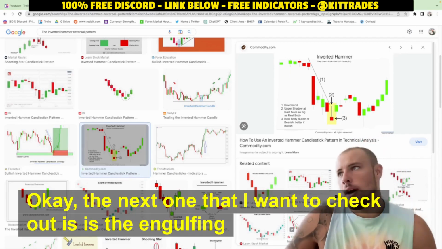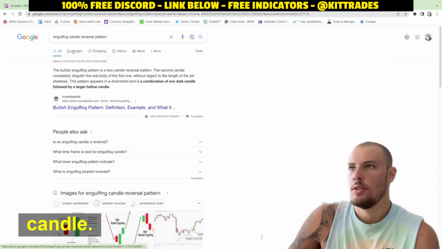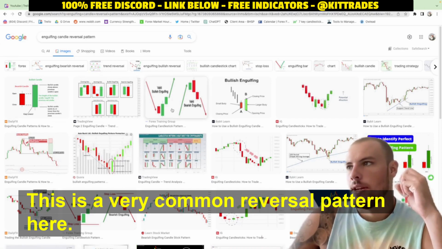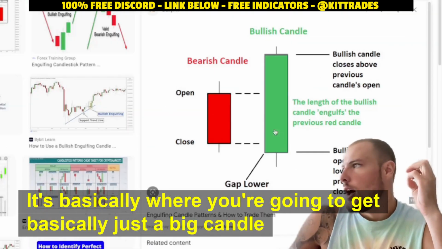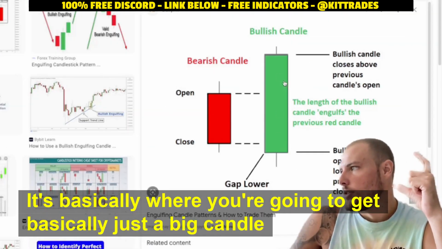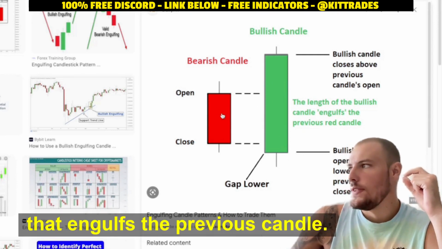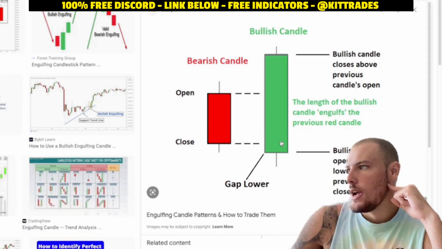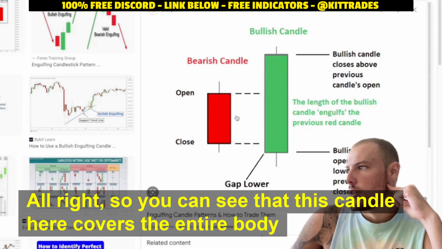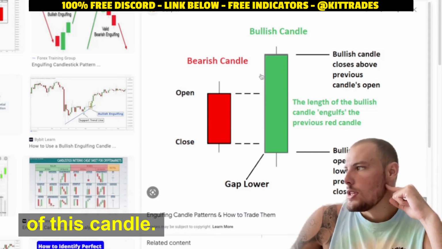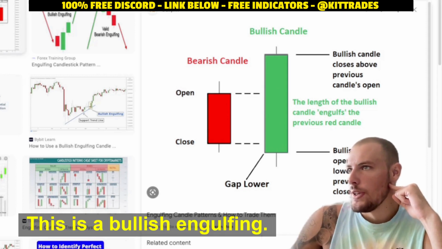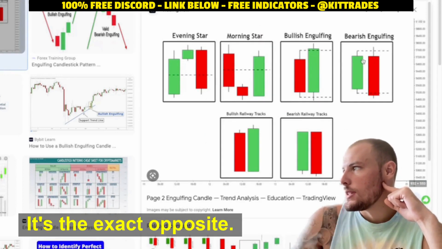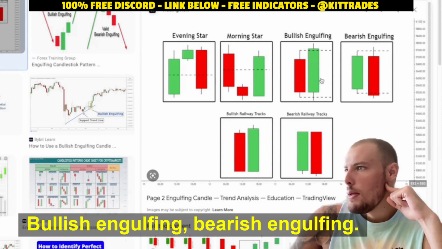The next one that I want to check out is the engulfing candle. This is a very common reversal pattern. It's basically a big candle that engulfs the previous candle, and you really want to look for small or similar sized wicks. You can see that this candle covers the entire body of this candle, with small wicks. This is a bullish engulfing. Here's a bearish engulfing. In this example, it's the exact opposite.